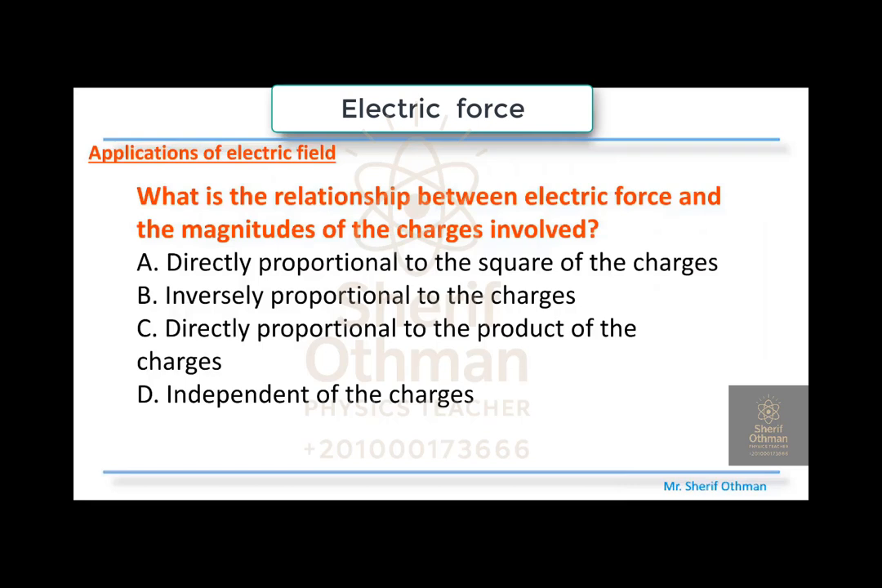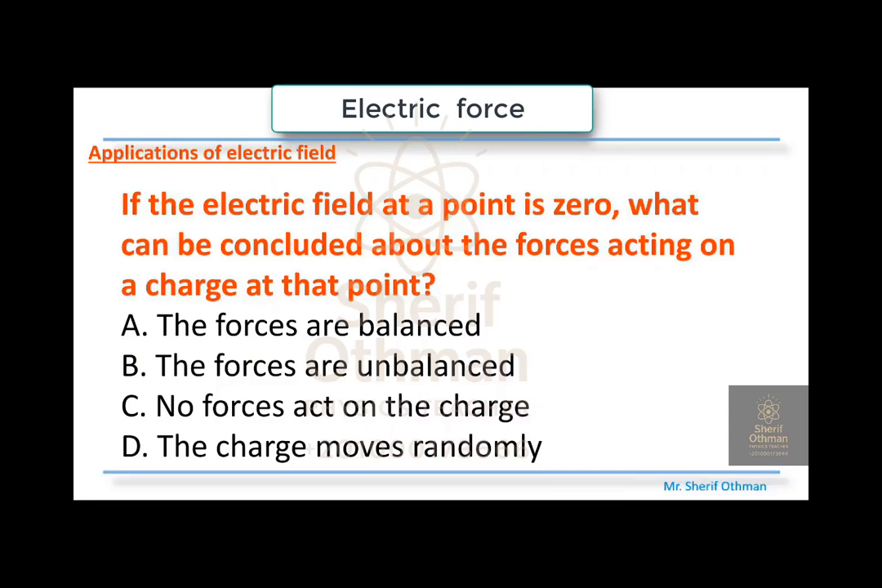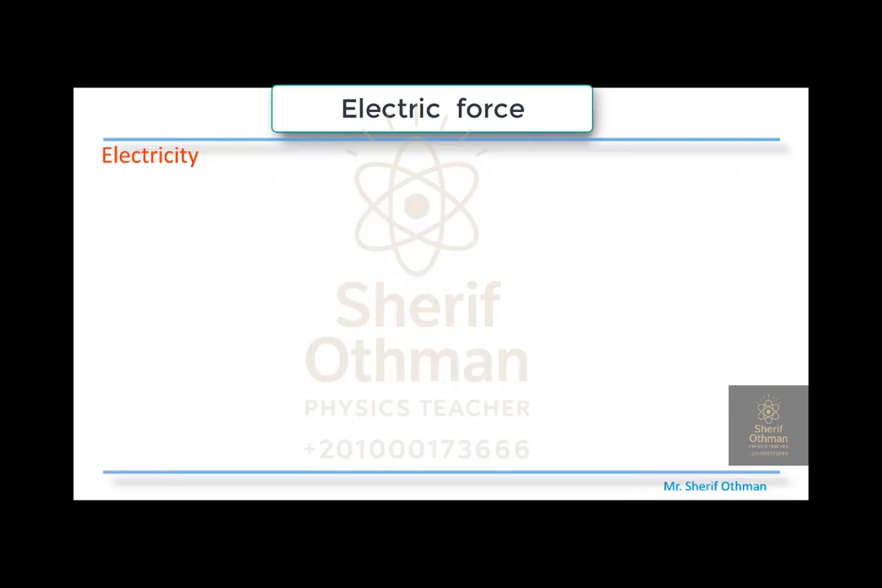What is the relation between electric force and the magnitude of electric charge involved? Directly proportional to the product of their charges. The electric field between two charges is strongest where the charges are equal in magnitude. If the electric field at a point is 0, what can be concluded about the forces acting on a charge at this point? Forces are balanced. Moving to a new part of our lesson, guys, which is called electricity and electric current.